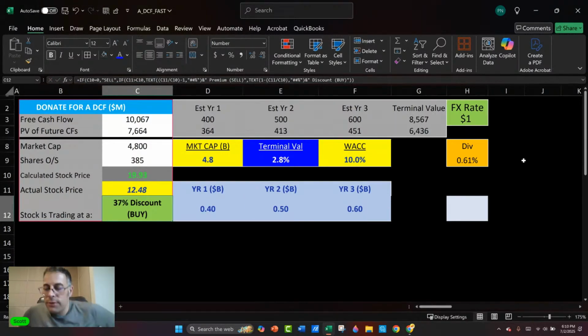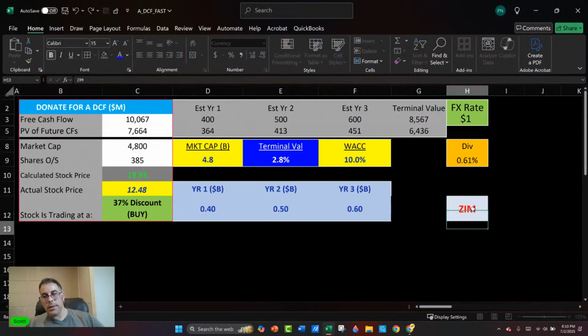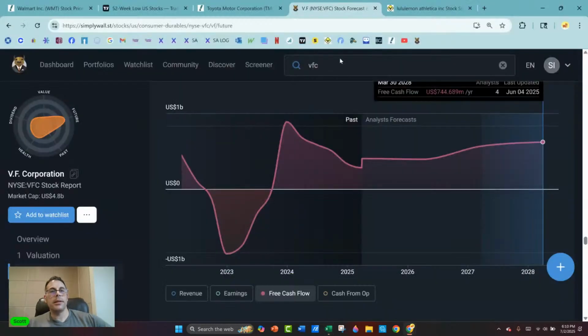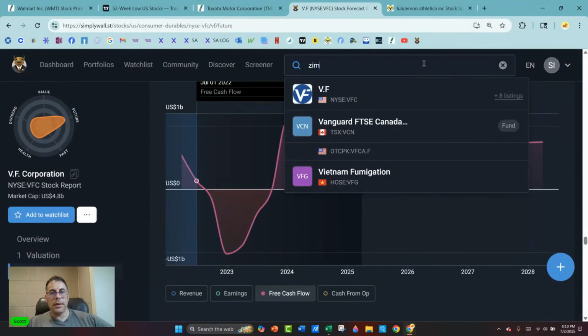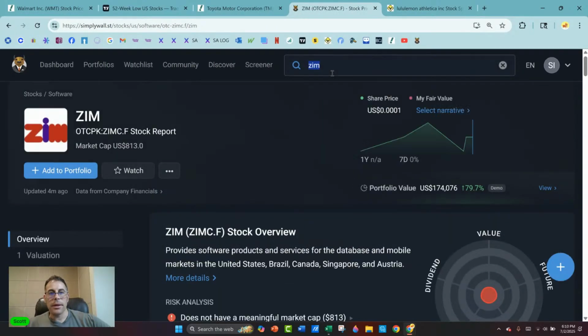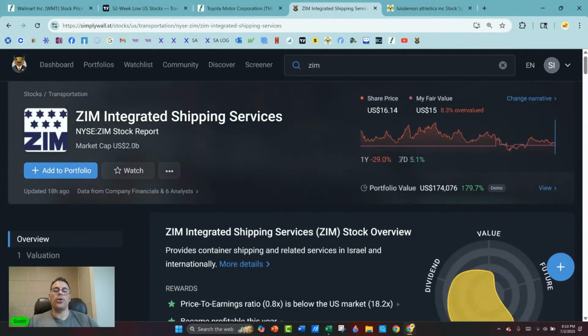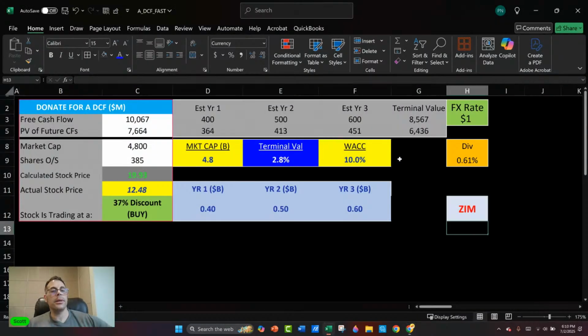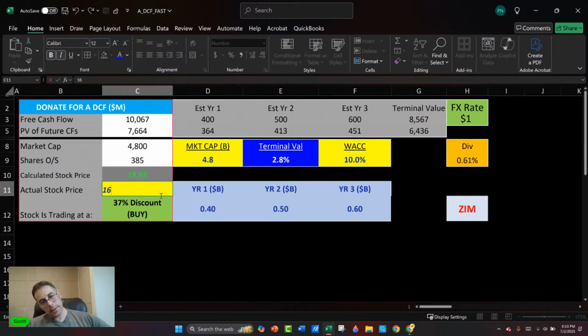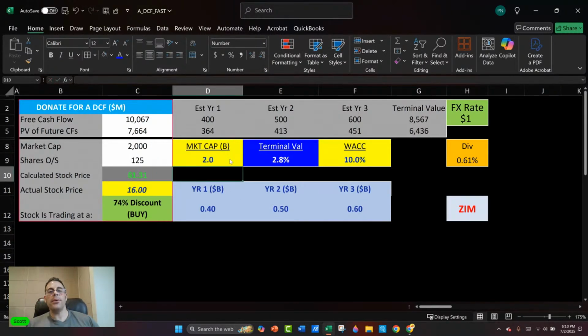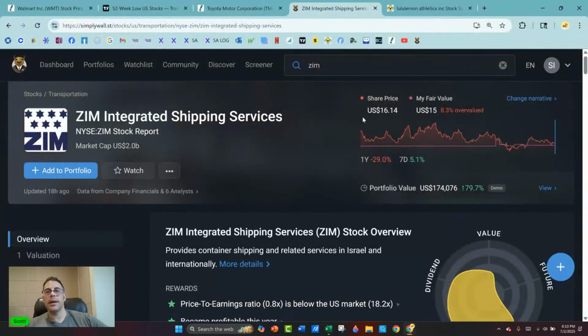I'm at $20. If I'm conservative, that's what you generally want to do. Zim, 50% dividend. Zim is really popular. The Israeli shipping company. They ship dry bulk cargo, like grain and coal. $16, $2 billion market cap. I remember when they IPO'd, they were paying like 100% dividend for like a year.